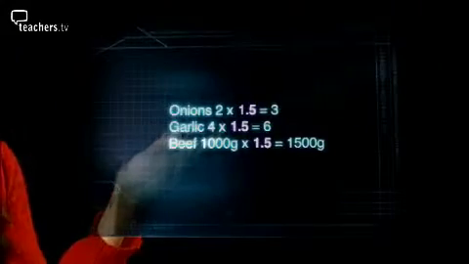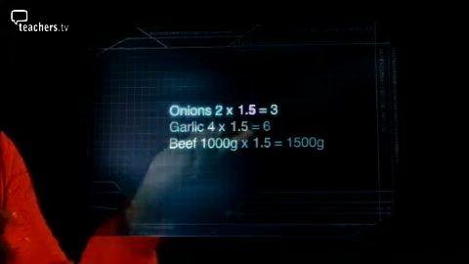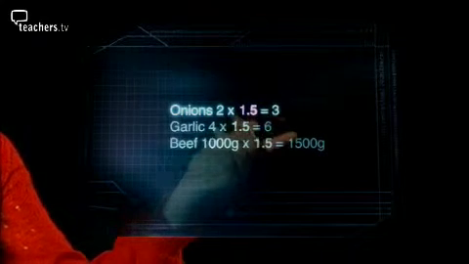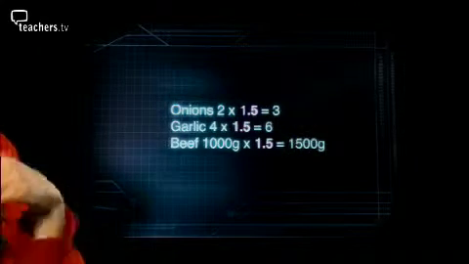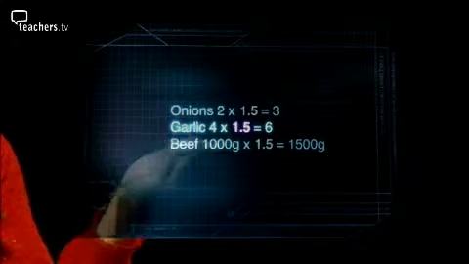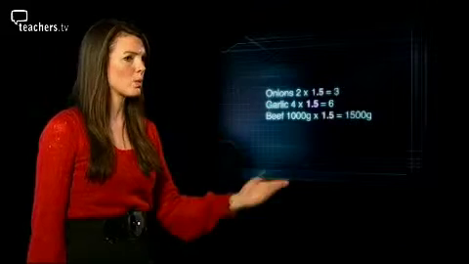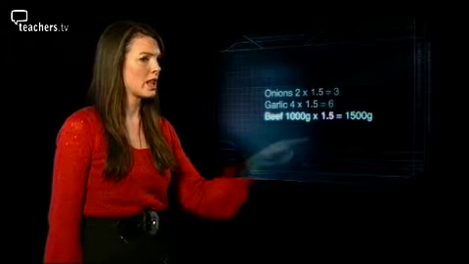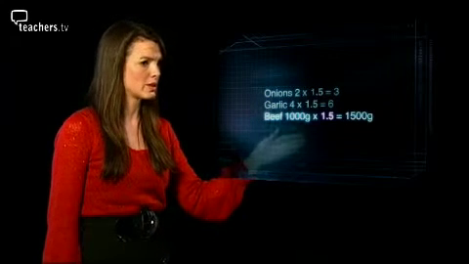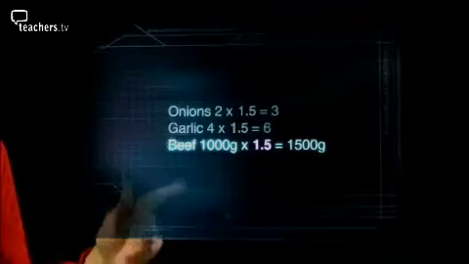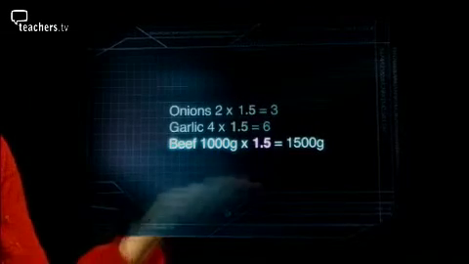Let's have a look at some of the ingredients. So we can see with the onions, we started with 2 times by 1.5, and that gives us 3 onions. And then we've got the garlic, we've got 4 cloves of garlic, times by 1.5, that's 6 cloves. And oh, we've got the beef. That's, in the original recipe, was 1,000 grams, times by 1.5, that gives us 1,500 grams.